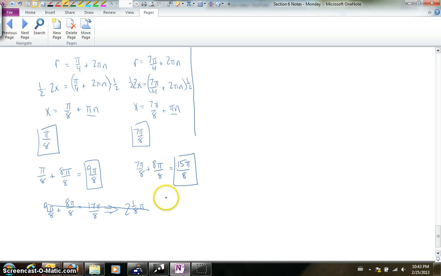Hopefully you can see that if I added another pi, so another 8 pi over 8, because that's just equal to pi, but now it has a common denominator, I'm going to get 23 pi over 8. That's equal to 2 and 7/8 pi. And so that's too big as well, so I don't need those. These are my four answers, 1, 2, 3, 4, to this question.